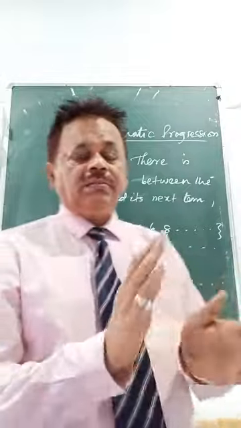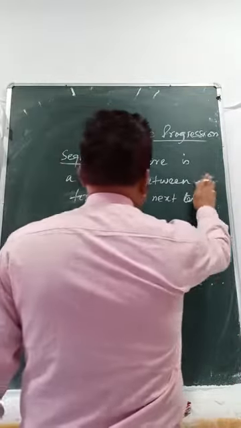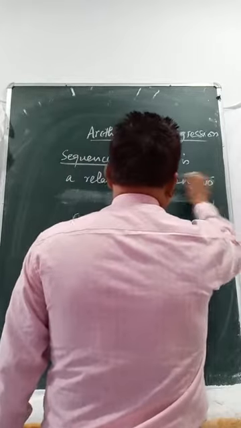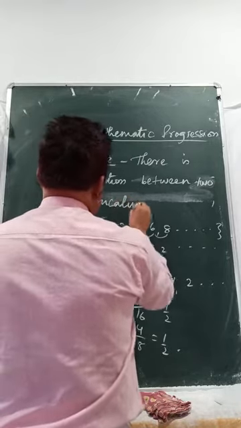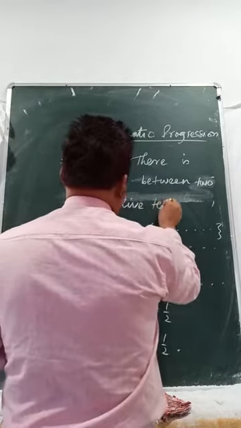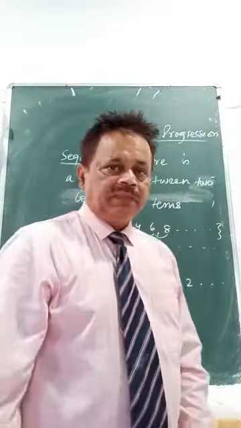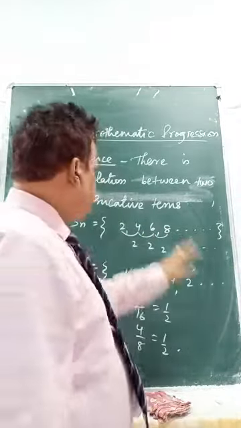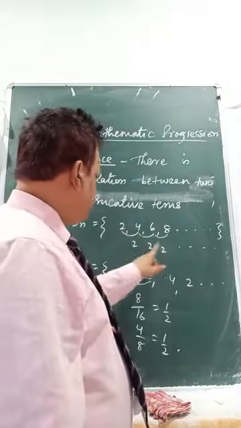There is a relation between two consecutive terms you can write. Suppose a sequence that is 2, 4, 6, 8 like this. So I find a relation here is it is increased by 2.